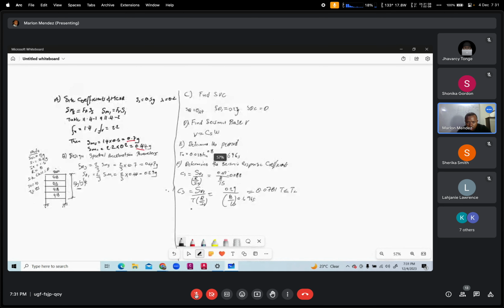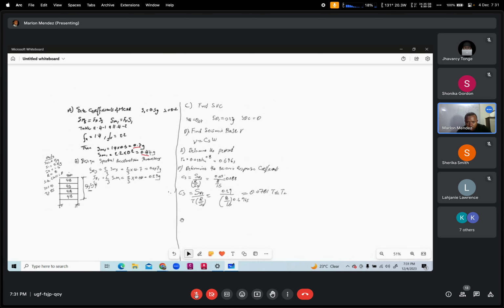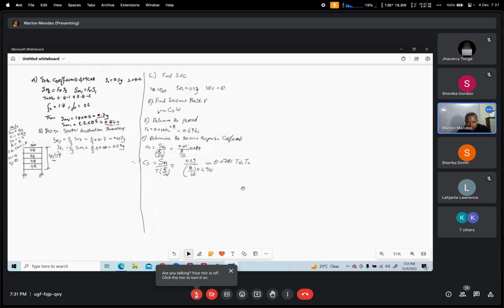I'm kind of confused with the T's. Sir, could you just put Ta? Yes, because you have different T's there. All right, my bad. Yeah, I agree with that. So Ta, which is the fundamental period of the structure itself. We have gotten that.